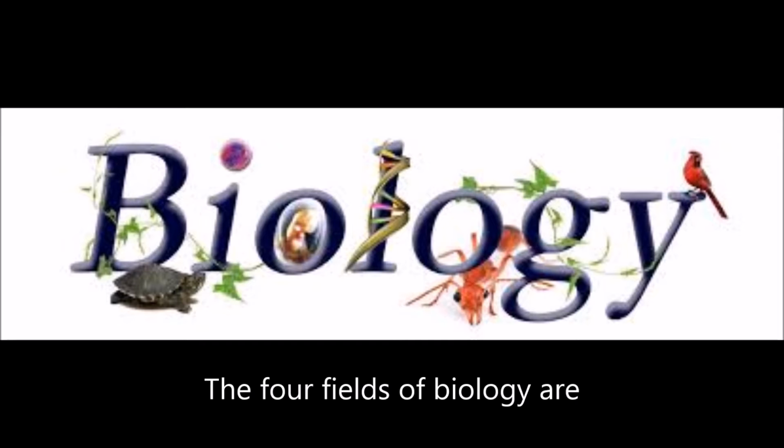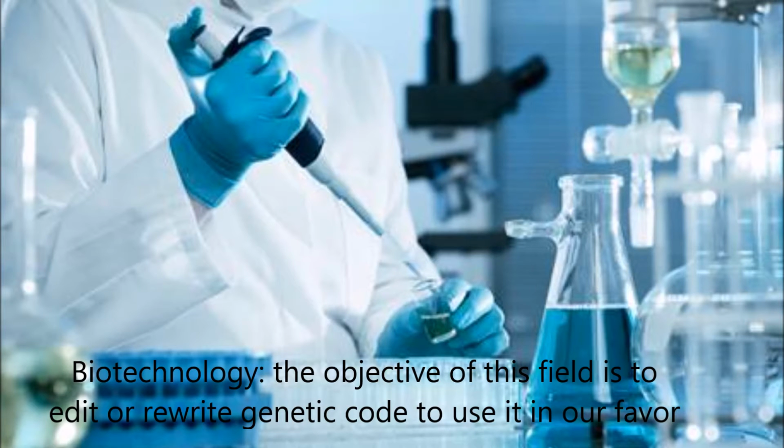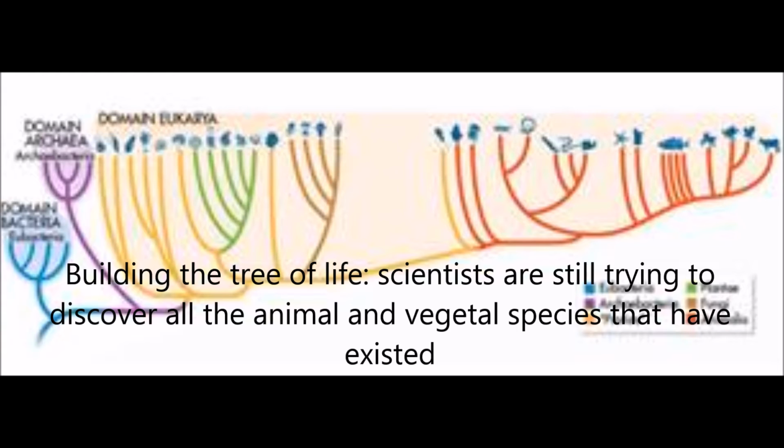The four fields of biology are biotechnology. The objective of this field is to edit or rewrite genetic code to use it in our favor. Building the tree of life. Scientists are still trying to discover all the animal and vegetal species that have existed.